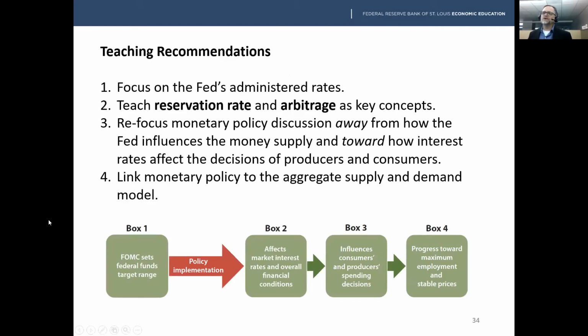Our teaching recommendations on how to cover this would be, first of all, focus on the Fed's administered rates. These are the rates that the Fed sets directly, that Jane covered: interest on reserve balances, the overnight reverse repurchase agreement rate, and the discount rate. Of course, if you're going to focus on one, the interest on reserve balances rate would be the one to pick, since it is the primary tool. Also, teach reservation rate and arbitrage as the key concepts.